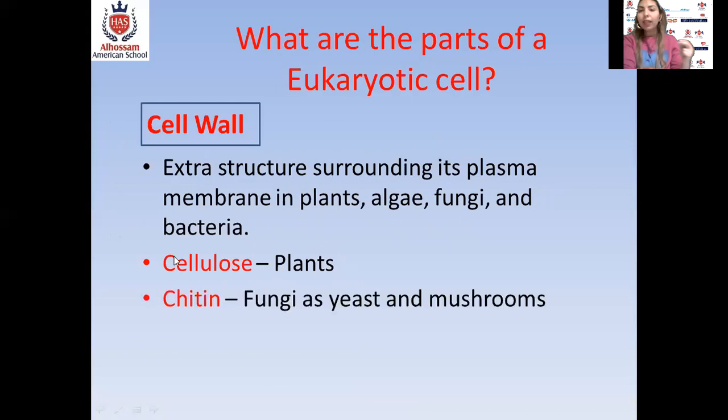In plants, it is composed of cellulose, the material which forms the cell wall in plants. Chitin is the material which forms the cell wall in fungi, such as yeast and mushrooms. And peptidoglycan is the material which forms the cell wall in bacteria. So again, cell wall is found in plants, fungi, and bacteria. But the material in plants is called cellulose, in fungi chitin, and in bacteria peptidoglycan.